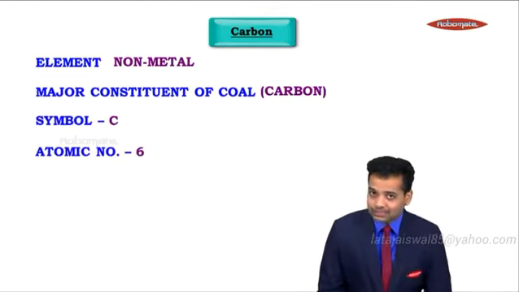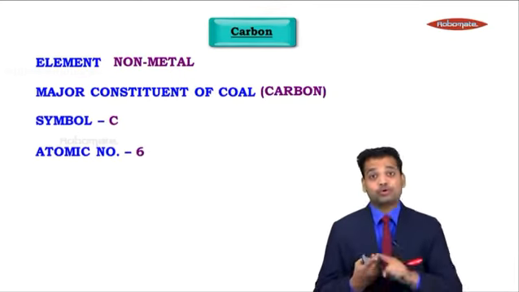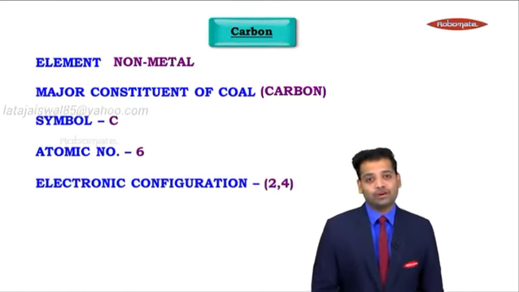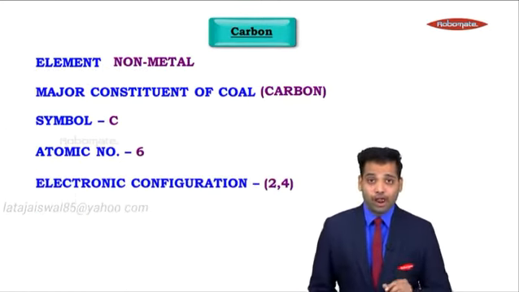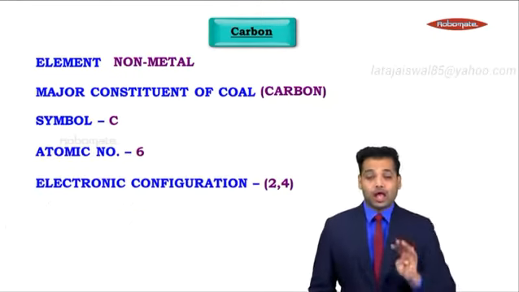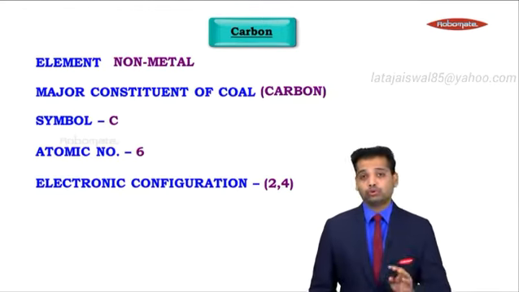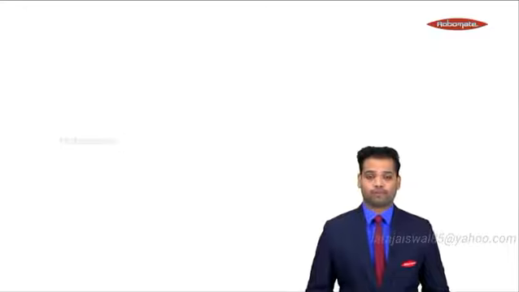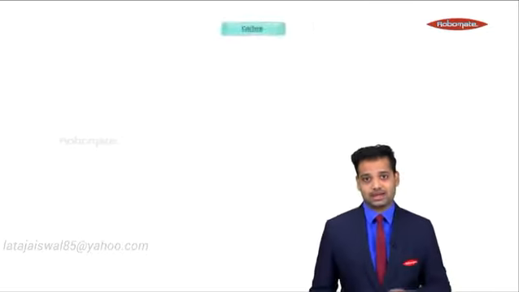Now if the atomic number is 6, you know that it has 6 protons and 6 electrons. And if it has 6 electrons, the electronic configuration would be 2, 4. And because it is 2, 4, it will gain or share 4 electrons, making its valency 4. So what will it do? Will it gain 4 electrons? Will it lose 4 electrons? Or will it just share? Let's see what it does.